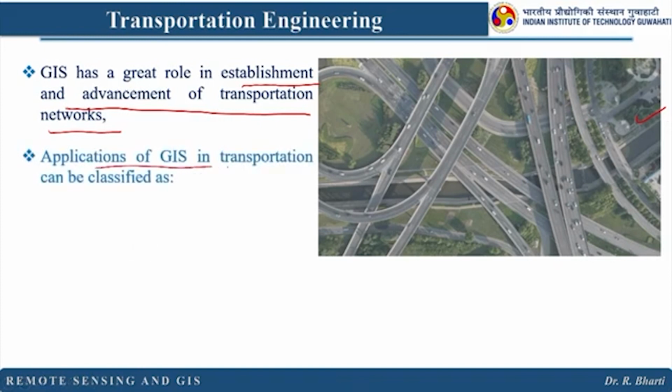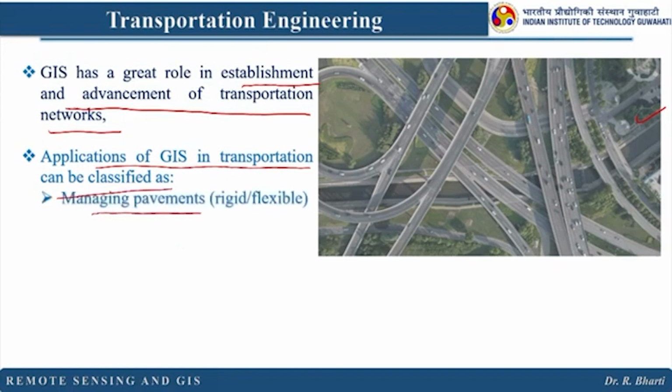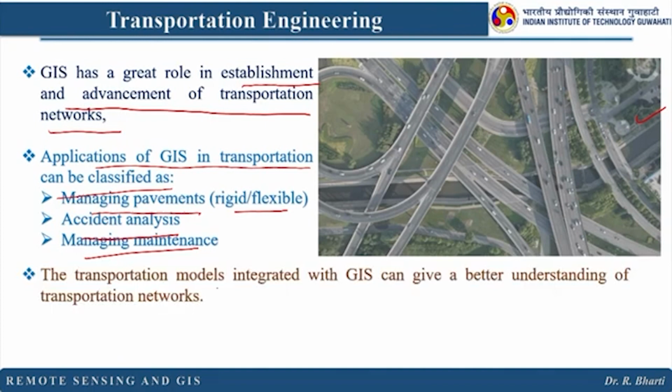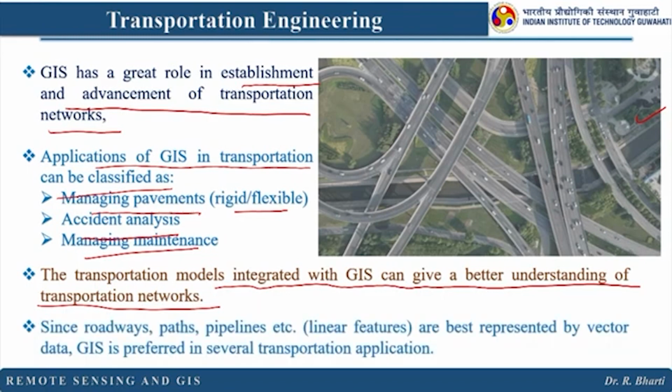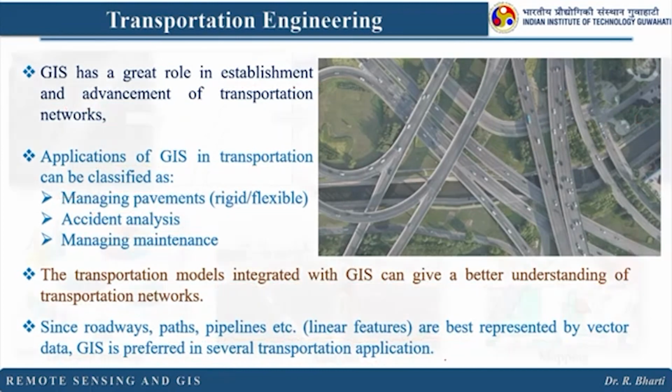Then application of GIS in transportation engineering can be classified as managing pavements, rigid or flexible, accident analysis, managing maintenance. The transportation model integrated with GIS can give a better understanding of the transportation network. So this is where more work needs to be done. So you can think of applying this knowledge. Since roadways, paths, pipelines, etc. are best represented by vector data, GIS is preferred in several transportation applications.